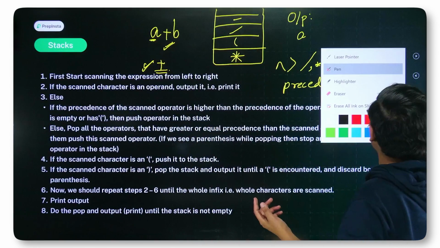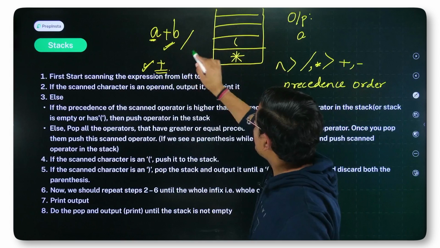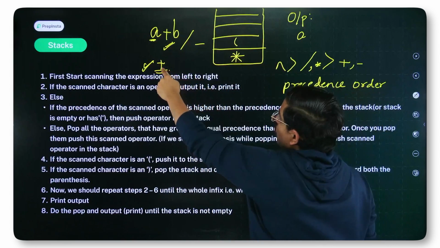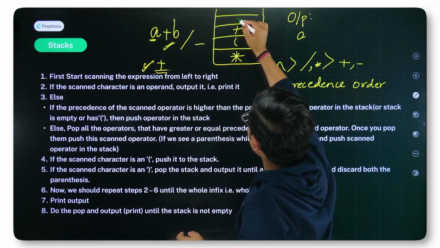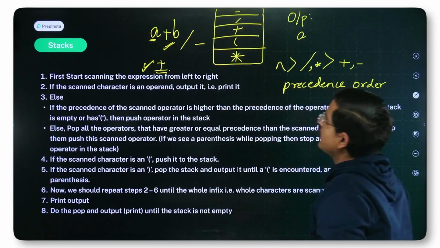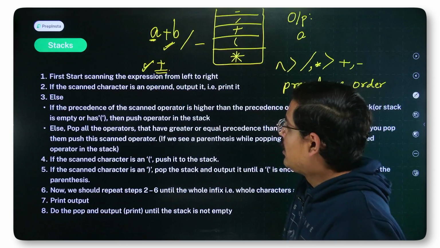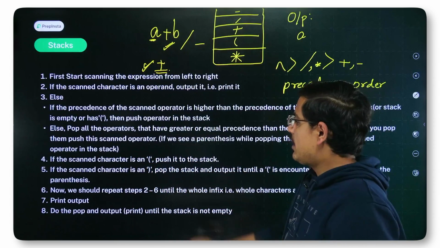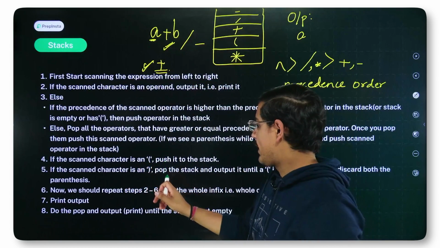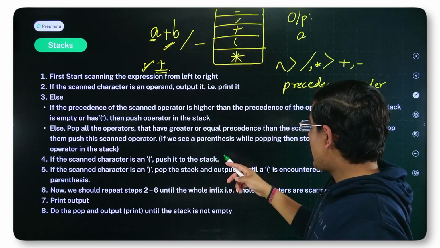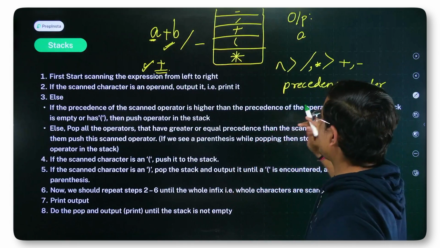Basically what I'm saying is, you popped both of them out, fine. You popped minus out, you popped this out, fine. Now as soon as you encounter this bracket, you push this plus inside and then push the remaining operators. Fine. Then you push the remaining operators. Simple. So if the scanned character is an opening bracket, push it to the stack. If the scanned character is a closed bracket, then pop the stack and output it until an opening bracket is encountered. Basically what I'm saying is, I'll tell you, wait.